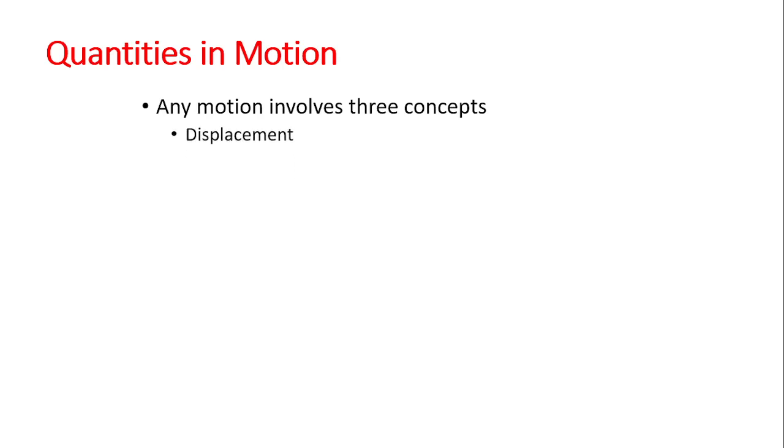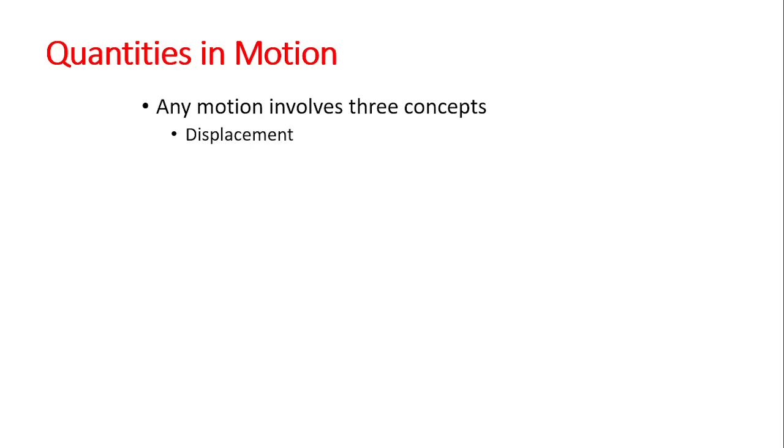So everything that is undergoing a certain movement, any object that is moving from one particular region to another, normally undergoes a certain type of motion. Now, this motion has what we are calling the quantities. Any motion involves three concepts. Every motion involves three concepts. The first concept is displacement.